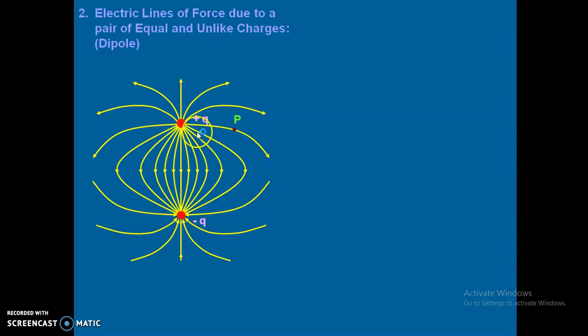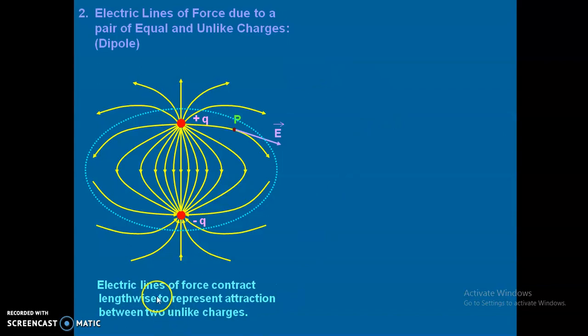Now, if we have to find the direction of electric field lines at any point, and if the electric field line is curved, then the direction at this point will be obtained by drawing the tangent to the curve at this point. So on this curve, when we draw the tangent at this point, this will show the direction of the electric field line at this point, like this. Now this represents the pattern. Electric lines of force contract lengthwise to represent attraction between two unlike charges.